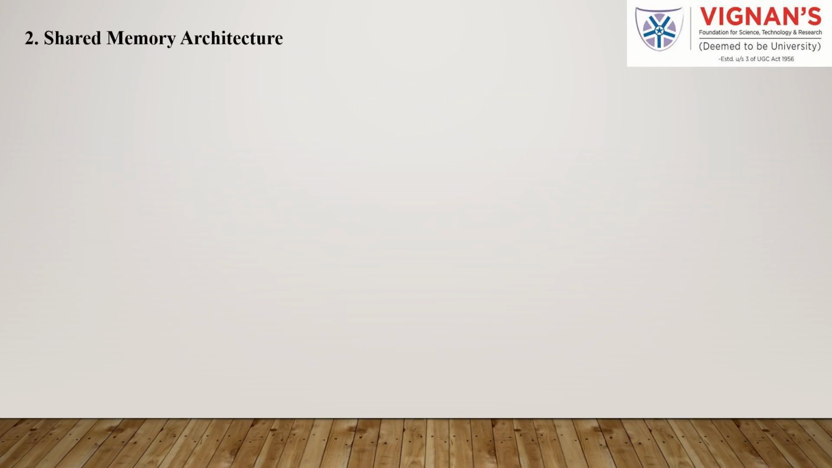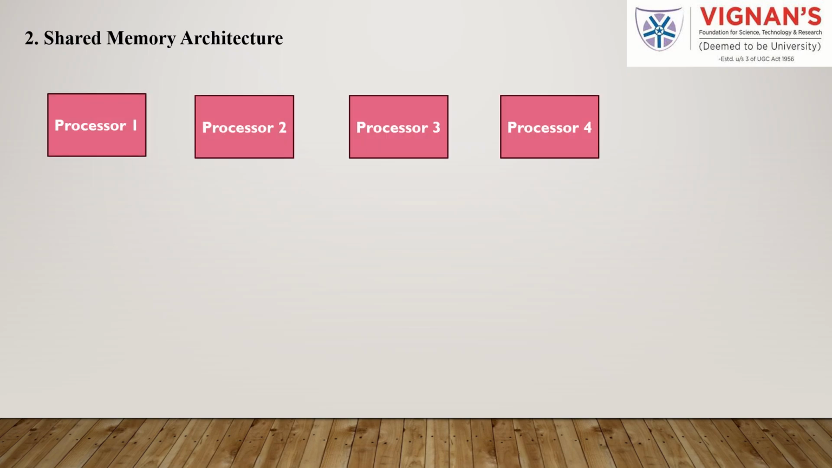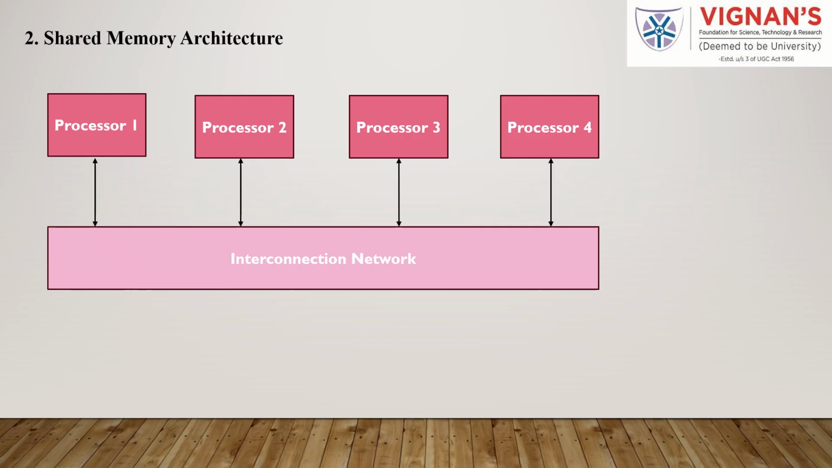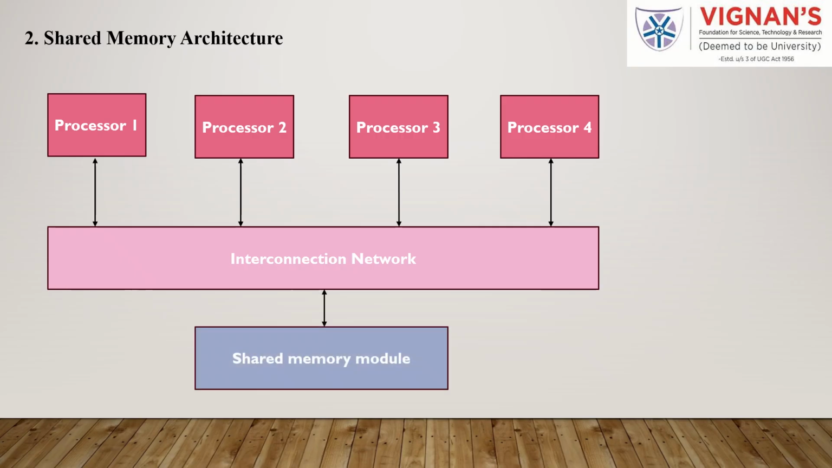2. Shared memory architecture. The diagram shows multiple processors are connected through an interconnection network. All processors access a single shared memory module. Data can be easily shared since memory is common to all processors. Communication between processors happens via shared memory instead of messages. Performance may reduce due to memory contention when many processors access memory simultaneously.